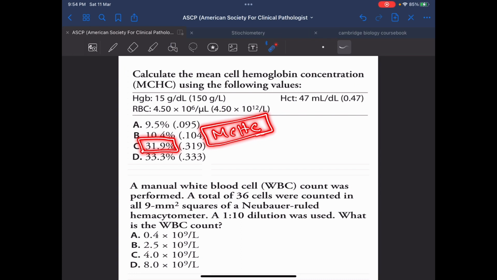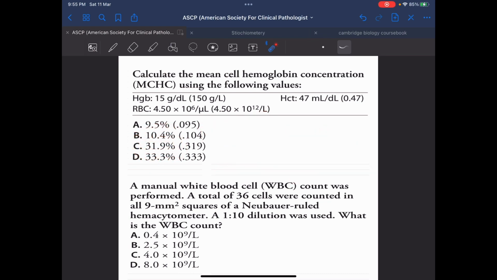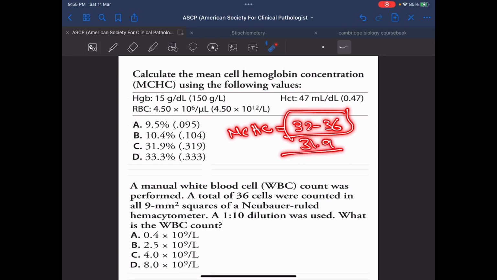So if I add one more question here, if this is the result for MCHC, can you tell if this is hypochromic or hyperchromic or normochromic? 31.9. Which of these? We should know that the normal value of MCHC is between 32 to 36. So this means 31.9 is low. So here it will be hypochromic.